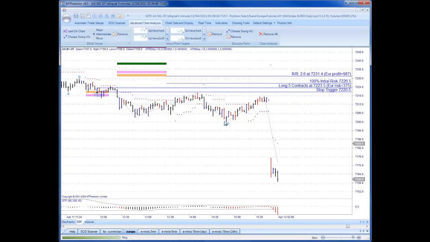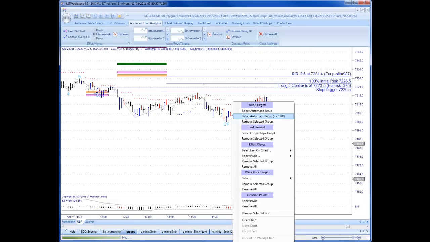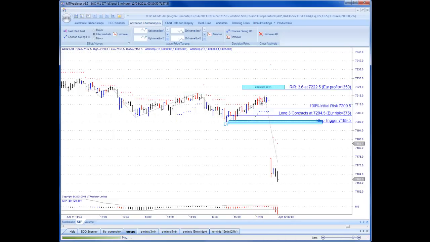We actually had a DP buy here, but this was actually on a red STF, so you wouldn't take it. And even if you did, it was basically into the close of the day, so it would have been a small profit anyway, but I'm not going to look at that one because it was against a red STF.